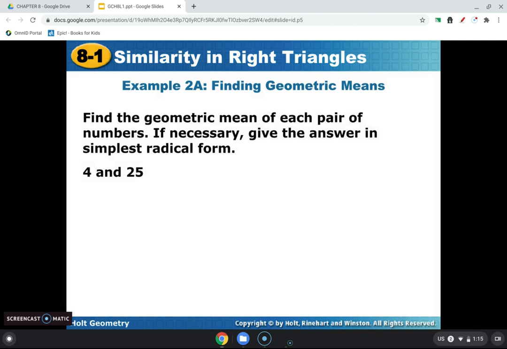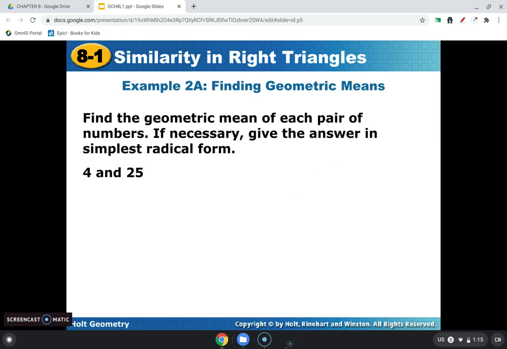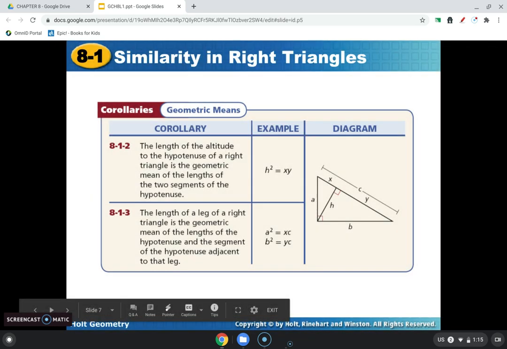To find the geometric mean of 4 and 25, you take 4 times 25, which is 100. Take the square root of 100. So the geometric mean would be 10. Multiply them together and take the square root. So 5 times 30 is 150. We take the square root of 150, and 12.25 would be the geometric mean. Just round to two decimals.